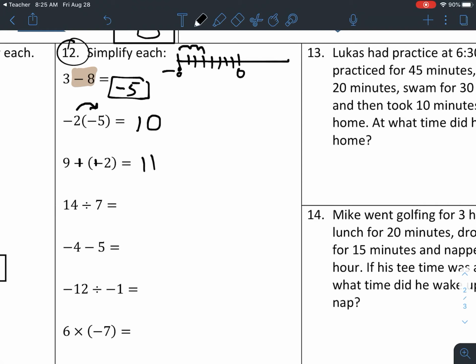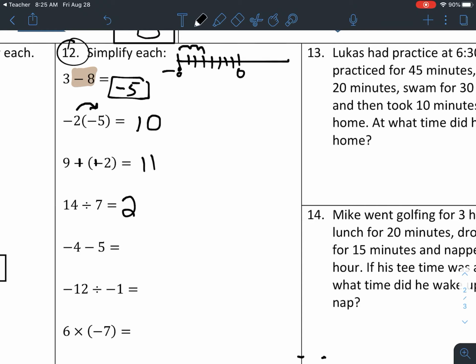Now, I want you guys to do, we'll do this one together. So 14 divided by 7. It's asking how many times does 7 go into the number 14, which hopefully you guys know some of your multiplication tables, but that would be 2 times. 7 plus 7 gives you 14, so that's 2 times, goes into there.